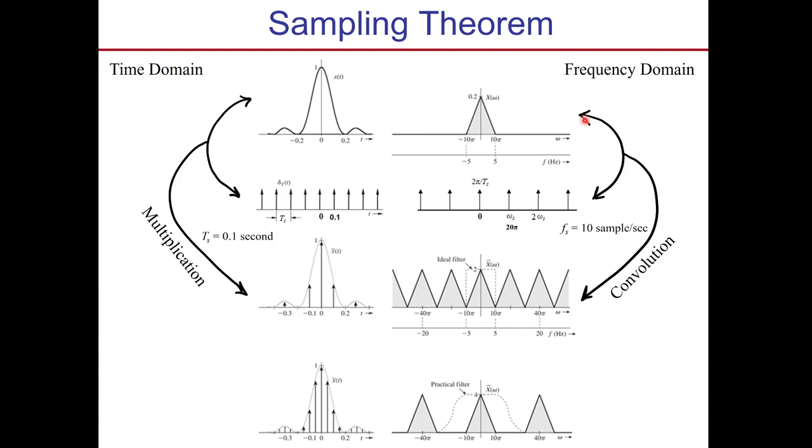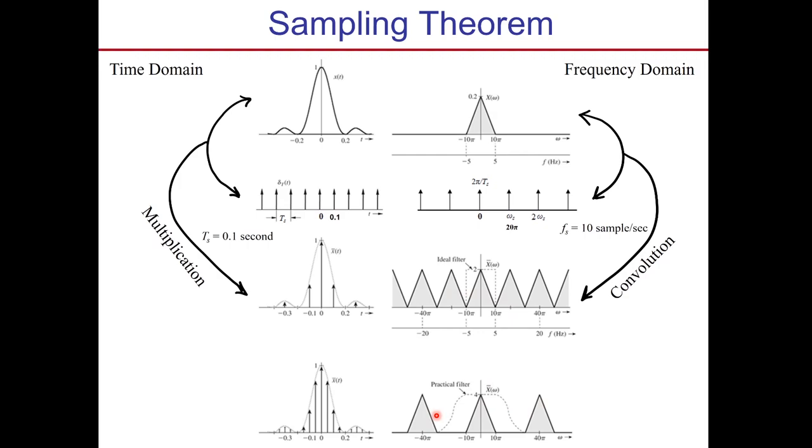Now, if I take more samples, instead of only at 0.1 second, I take at 0.05 second. So this is the signal if I take more samples. So now my sampling period, Ts, is smaller, 0.05. So my Fs will be 20 samples per second. So now this replica will be centered around 20 hertz. 20 times 2 pi, you get 40. So now they are separated.